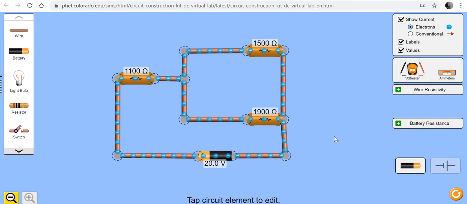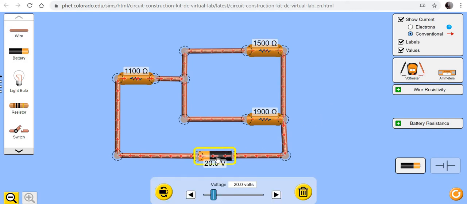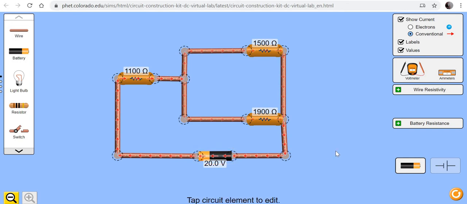Now, what happens here? Let's just look at it run. So if we put it on conventional current, and why is it not running? It should be running. I don't know. Everything should be running. But it's not. Oh, it is running. Okay, never mind. I can see the arrows moving.